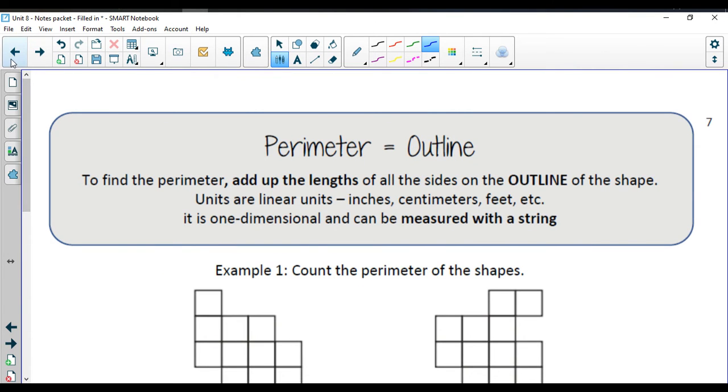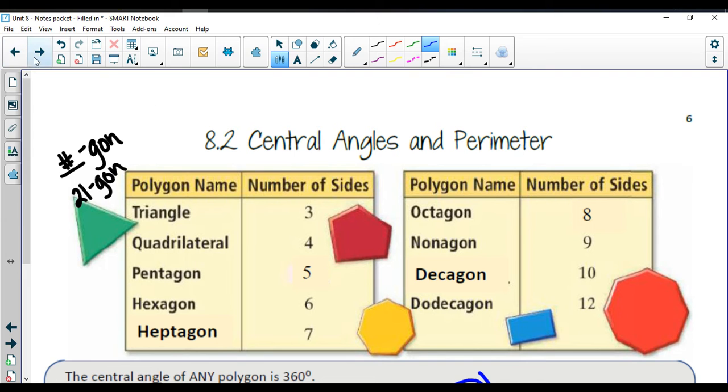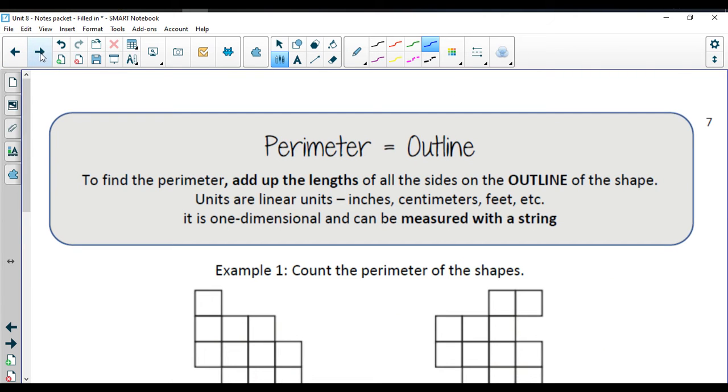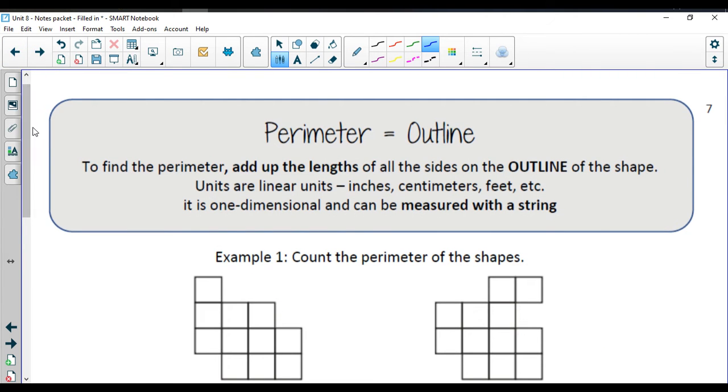That's the first part of our lesson. So the second part of our lesson is to talk about perimeter for today. So we're going to go ahead over to page number 7, and perimeter of any shape is going to be the outline. So to find the perimeter, you add up the lengths of all the sides on the outline of the shape. Units here are what we call linear units. So they're just inches, centimeters, feet, yards, miles, etc.